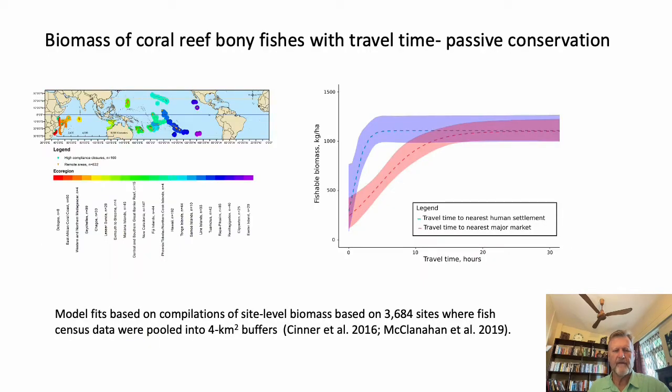Estimates of K have been fairly patchy until recently, but there's been an effort for people studying fish biomass to share their data and estimate some of these important values like K. This is an example where we combined data from many reefs in the Indian and Pacific Oceans and looked at travel time, and found that in many cases at certain travel times from human habitation or from markets, that biomass generally converged at some numbers above 1,000 kilograms per hectare.